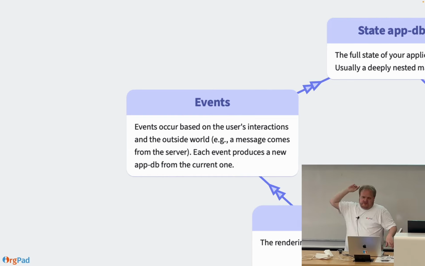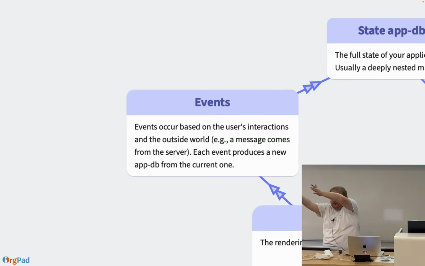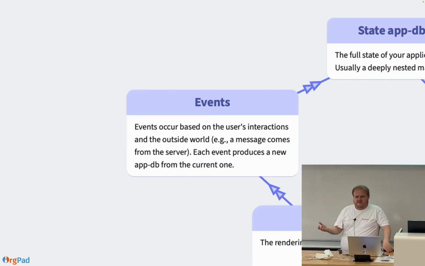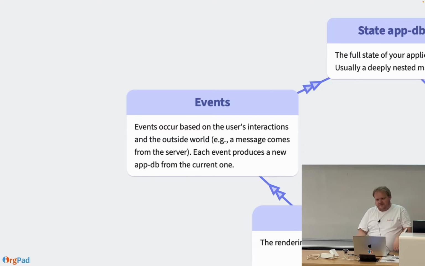So suppose the user clicks on a button, or I'm receiving a message from the server, or something else. These events will be dispatched, and they will take the state and transform it into a new state. So they will produce an updated state. The state is an atom, a single atom, and there is a sequence of updates, so it's changing over time.